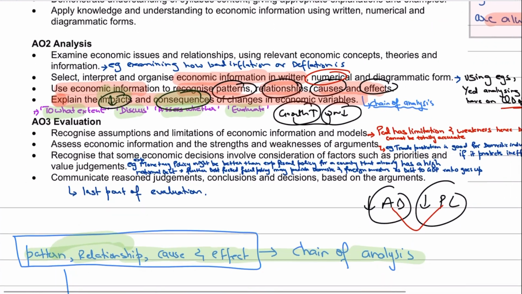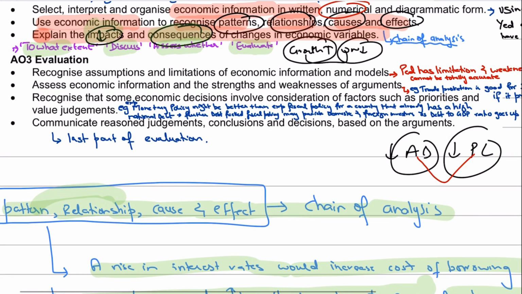And evaluation will involve a lot of things. It will involve you recognizing assumptions and limitations of economic information and models. So for example, if the question is on elasticity, discuss how knowledge of PED is relevant to businesses. You recognize that the knowledge of PED is very much relevant to businesses in terms of it helps them strategize their pricing policies and all of that, and that has a subsequent impact on revenues.